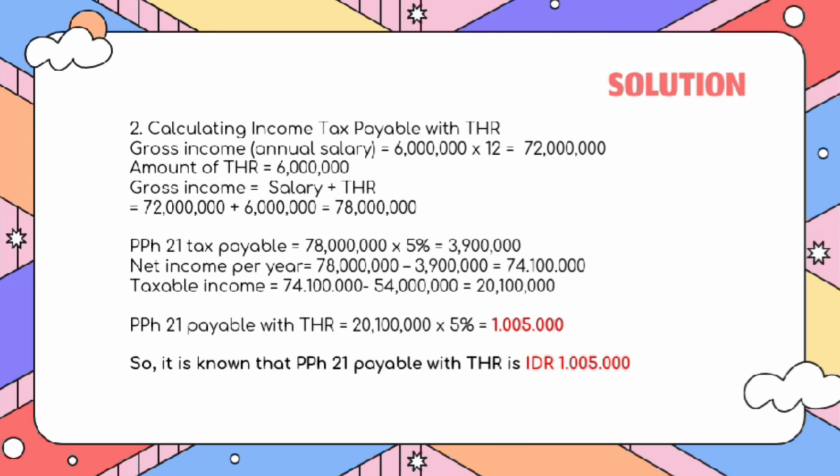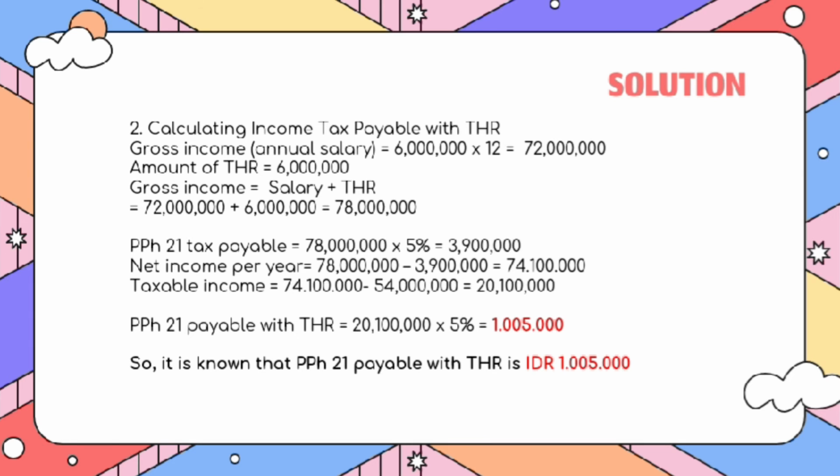720,000. And next, calculating income tax payable with THR. The gross income or annual salary we got from 6 million multiplied with 12 and we got 72 million. The amount of THR is 6 million. The gross income is salary plus THR. So the salary is 72 million plus 6 million and we got 78 million. The PPh 21 tax payable comes from the 78 million multiplied with 5% and the total is 3,900,000.